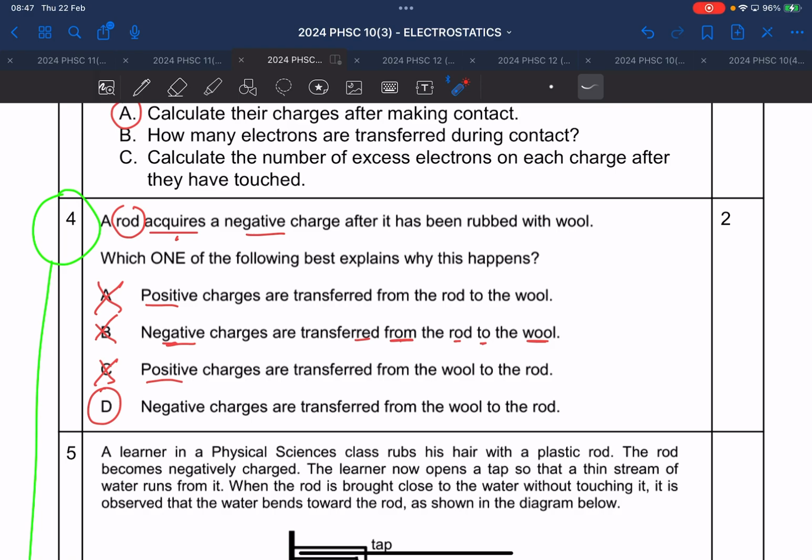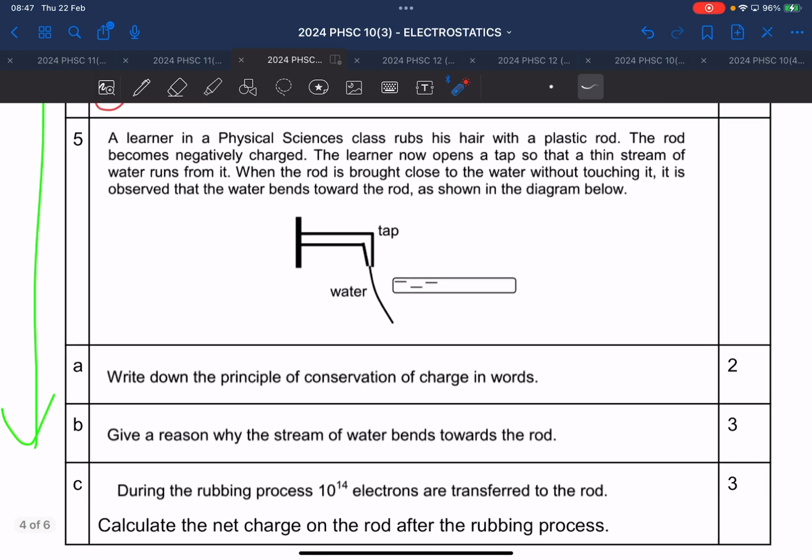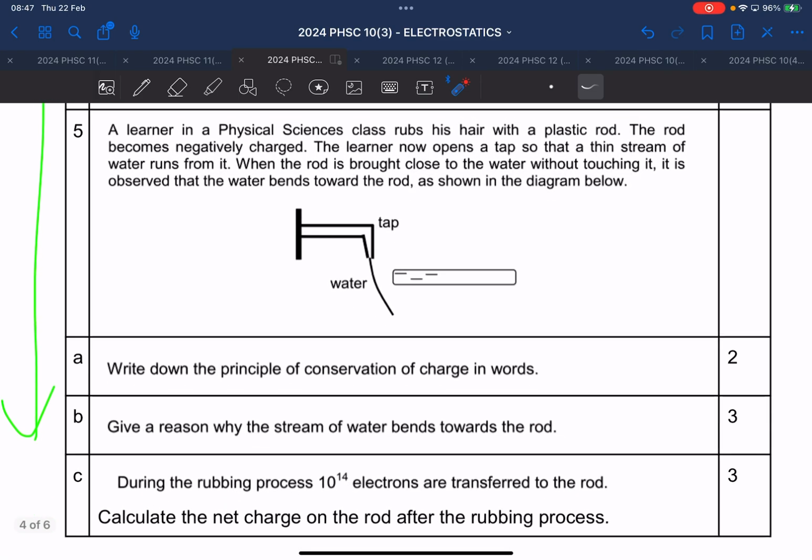Next it says, a learner in a physical science class rubs his hair with a plastic rod. The rod becomes negatively charged. The learner now opens the tap, so the thin stream of water runs from it. When the rod gets close to the stream, it goes towards the water.